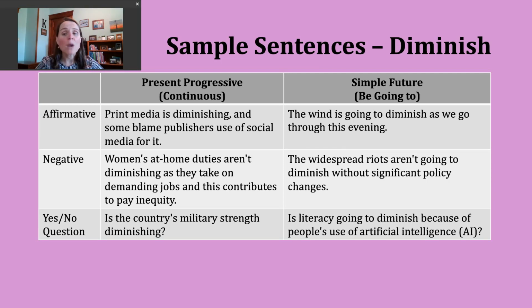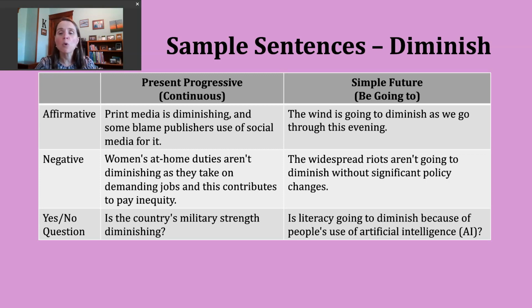The widespread riots are going to diminish without significant policy changes. So, this came from a story about unrest in a particular country and kind of the violence as people sort of fight and protest problems that they feel are ongoing. Finally, let's take a look at a yes or no question in the simple future using be going to. Again, start with your form of be, whichever form matches that subject, that comes next, then going to and our base verb. Here's my last example sentence.